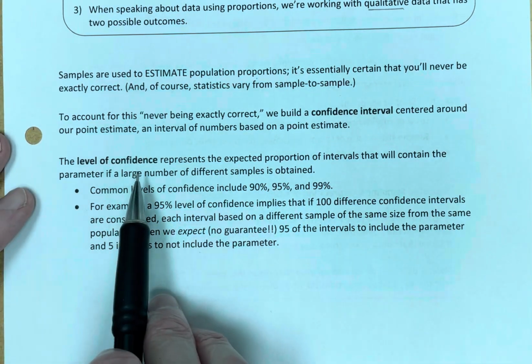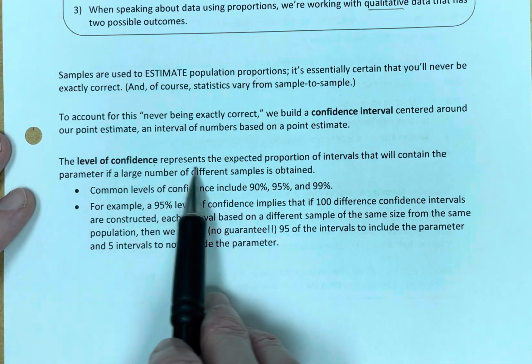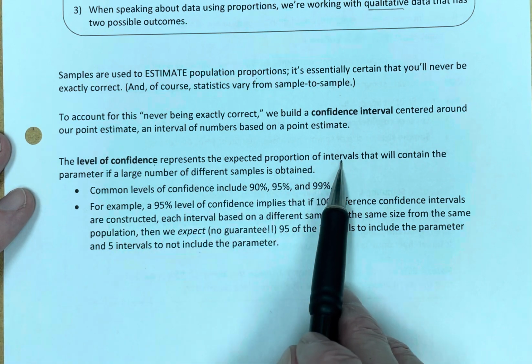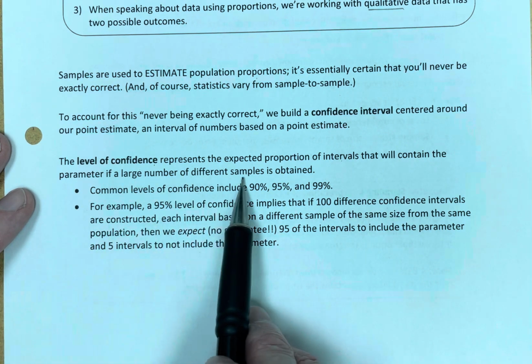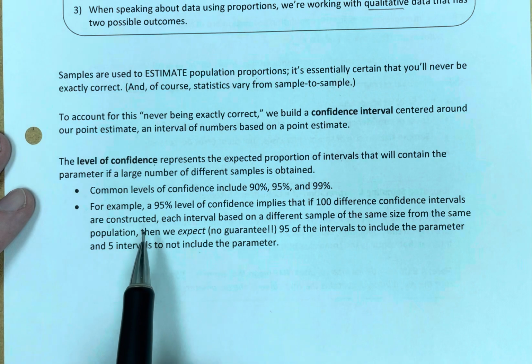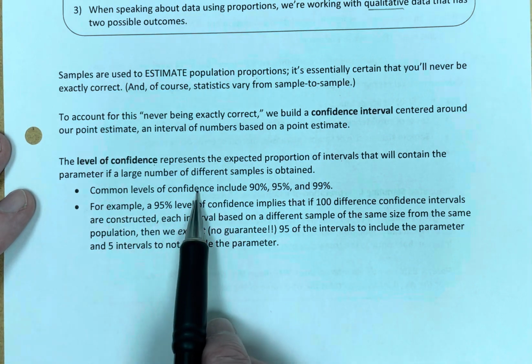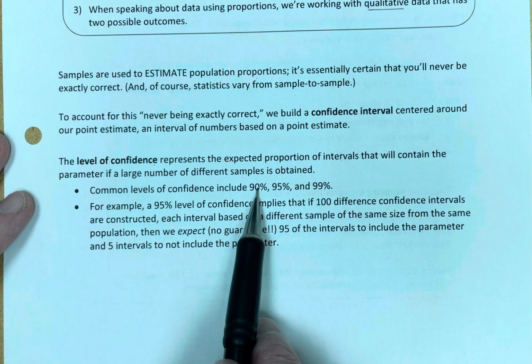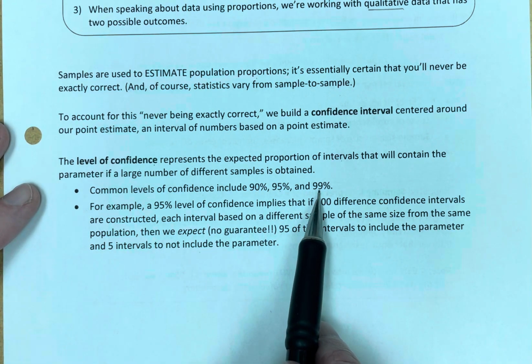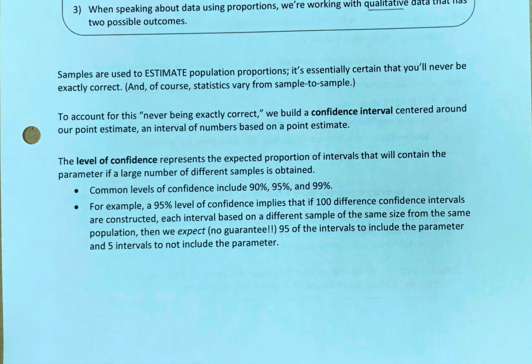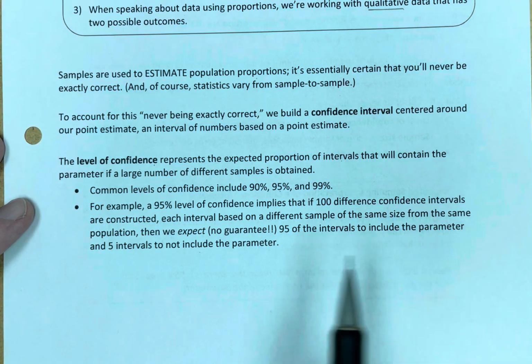The level of confidence. How confident do we want to be? The level of confidence represents the expected proportion of intervals that will contain the parameter if a large number of different samples is obtained. All right, common levels of confidence. We want to be 90% confident, 95% confident, or perhaps 99% confident. How confident do you want me to be that my interval contains the proportion that relates to the population?